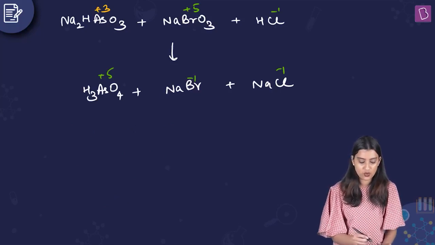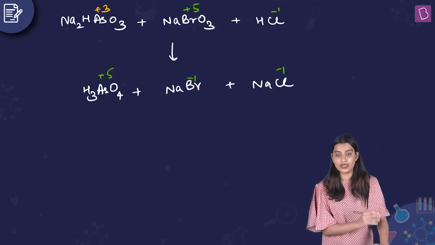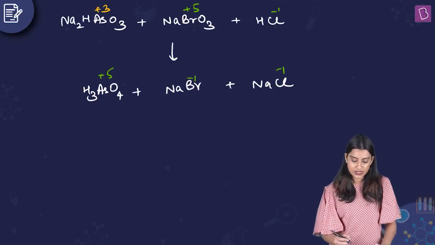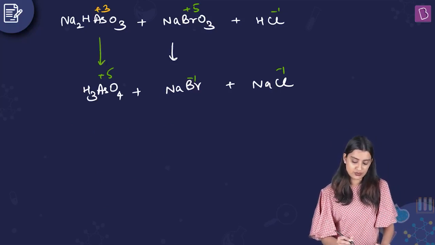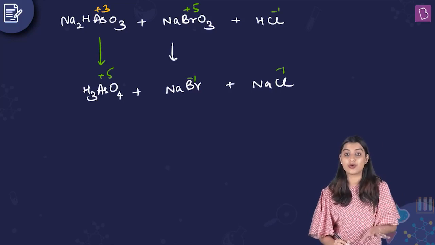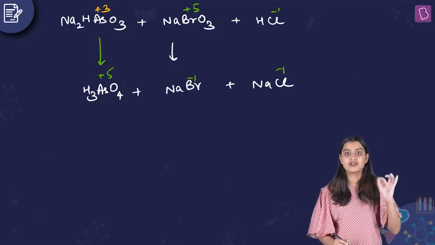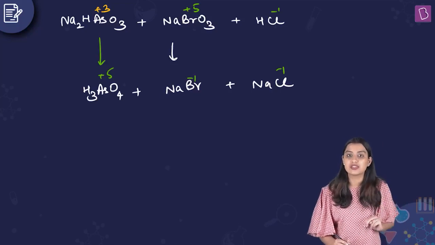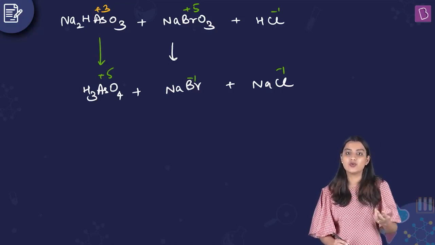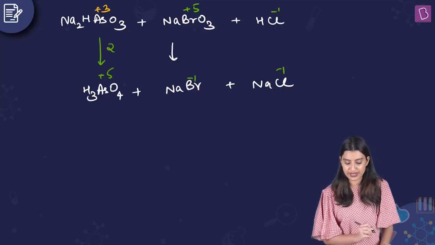Now let's find out what is undergoing oxidation and what is undergoing reduction. Okay, so here you have arsenic going from +3 to +5. +3 to +5 is what? +3 to +5 is definitely oxidation. Okay. N factor, 5 minus 3, 2. How many such arsenic atoms? 1. So 2 into 1, you will have 2 as the N factor.